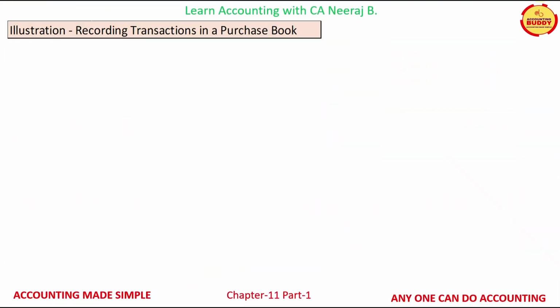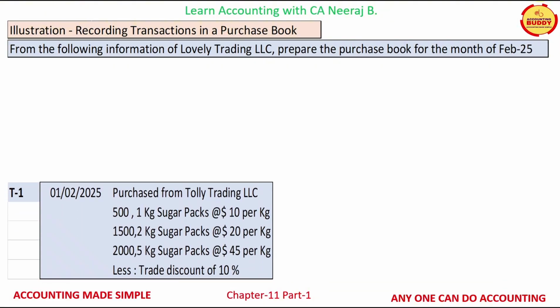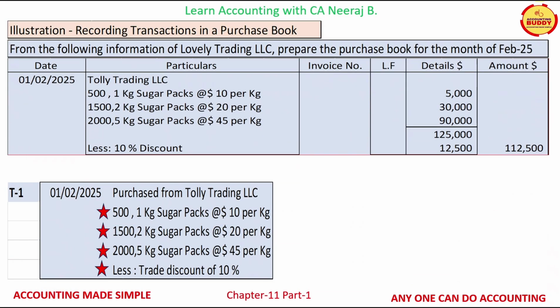Let us learn more about purchase book with an illustration. From the following information of Lovely Trading LLC, prepare the cash book for the month of February 25. Transaction T1 is on your screens. On 1st of February 25, sugar in various pack sizes and quantity was purchased from the supplier Tolly Trading LLC. The supplier also offered a trade discount of 10%. Now this credit purchase transaction will appear in the purchase book of Lovely Trading LLC as displayed on your screen.